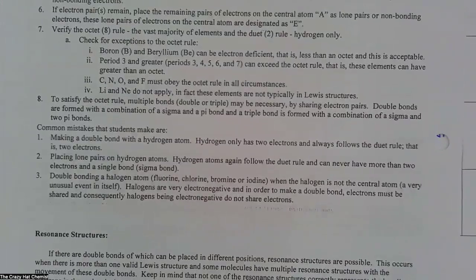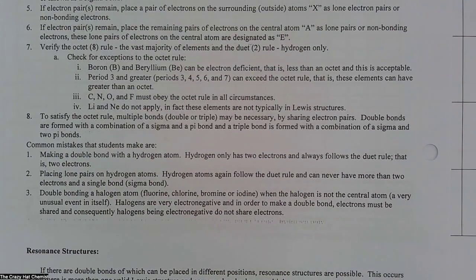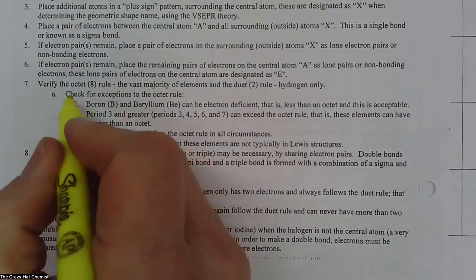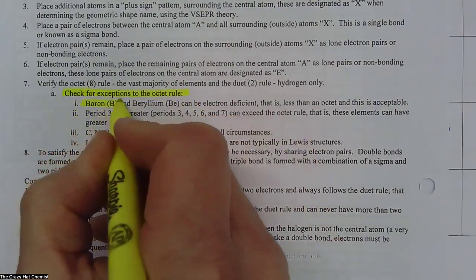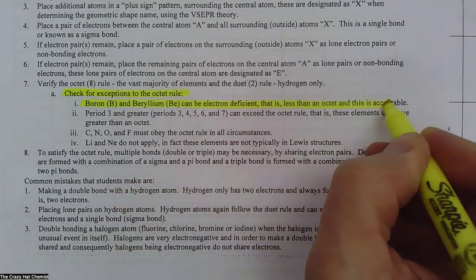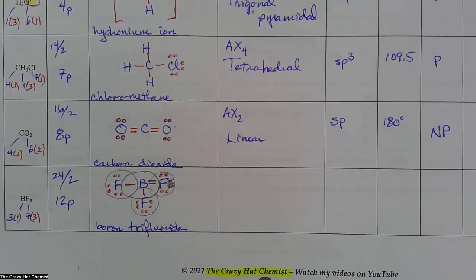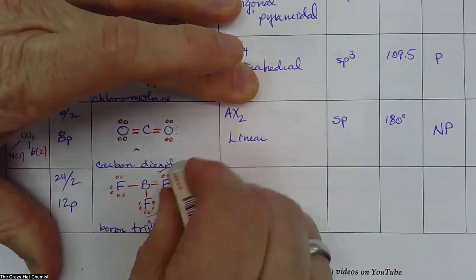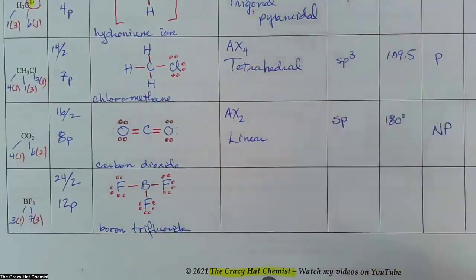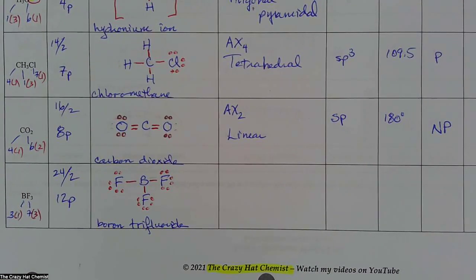But there is an important rule: check for exceptions to the octet rule. That is, boron and beryllium can be electron deficient, less than an octet, and that is acceptable. So, do you double bond a halogen like that? No way. Never, ever, ever do you double bond a halogen. Period. If you do, I'm going to come over and throw a molecule at you or something like that. Fluorine, chlorine, bromine, iodine, those are halogens. Do not double bond them under any circumstance. It is one of the common mistakes.